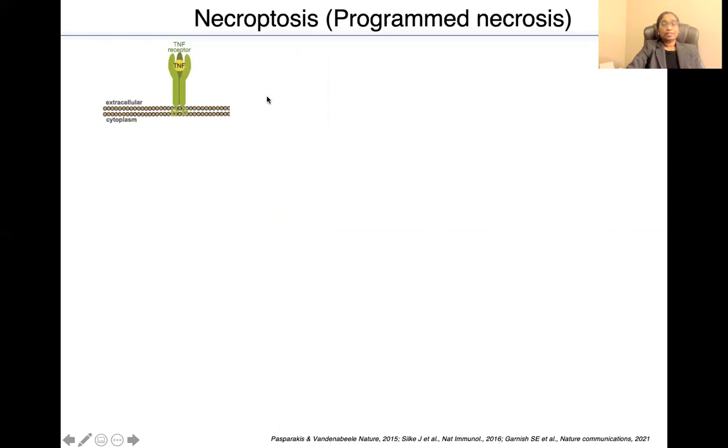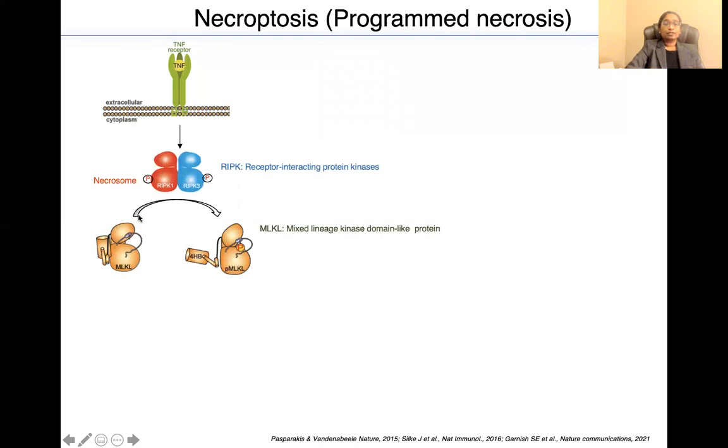Even though necrosis is thought to be an accidental form of cell death, in 2005, it was identified that necrosis can also happen in a programmed form, which is known as necroptosis. TNF-alpha is one of the well-known inducers of necroptosis. TNF-alpha, when it binds to its receptor, will lead to the phosphorylation of two kinases, RIP kinase 1 and RIP kinase 3. Together, they form a complex called necrosome.